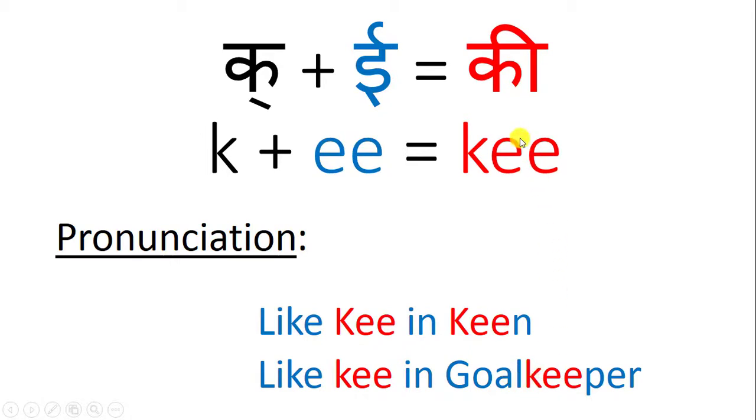Next is the dragged version of the previous sound. The previous one is Ki. This is Kee. All right. And you get this sound when you add K to E. K plus E equal to Kee.